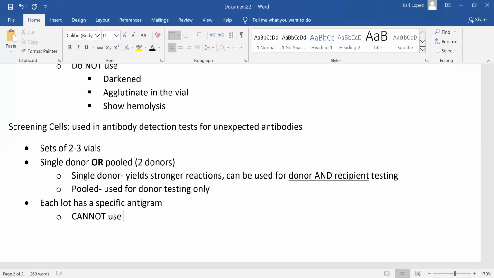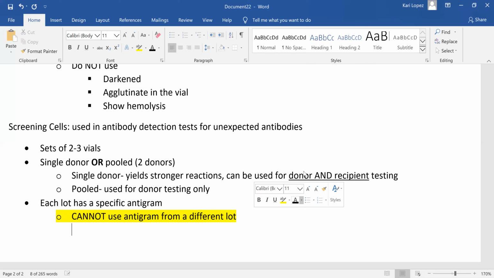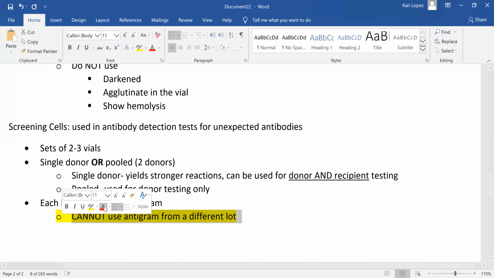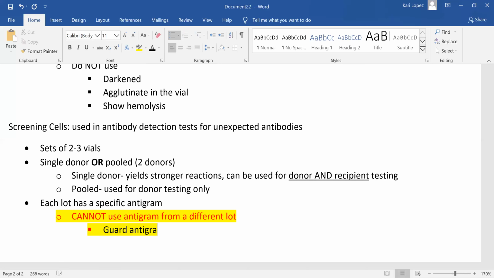You cannot use an antigram from a different lot. What does this mean? This means that you need to guard it with your life, or make a copy.